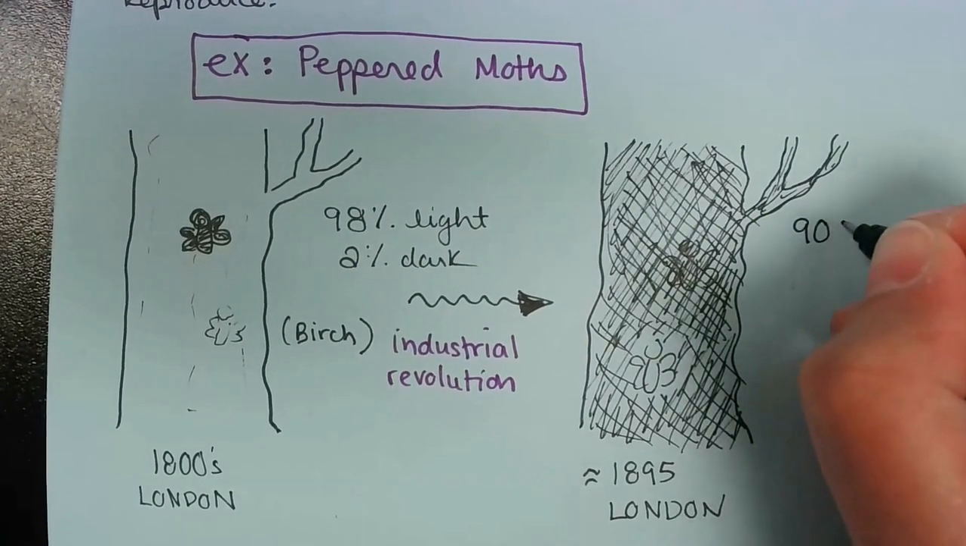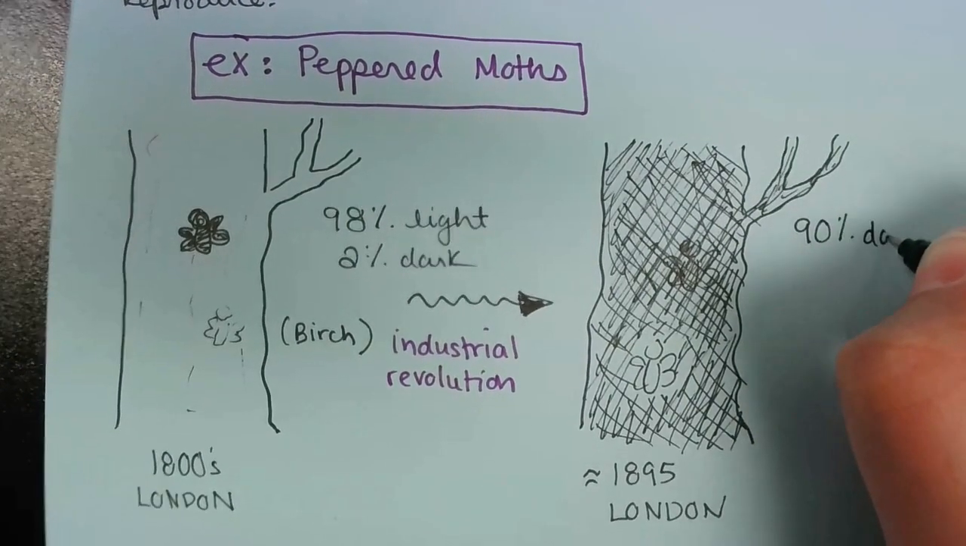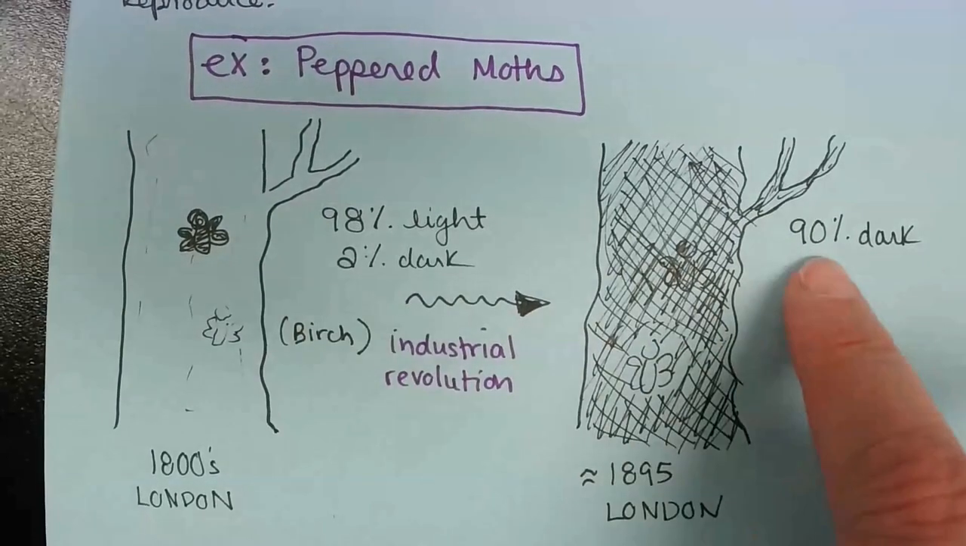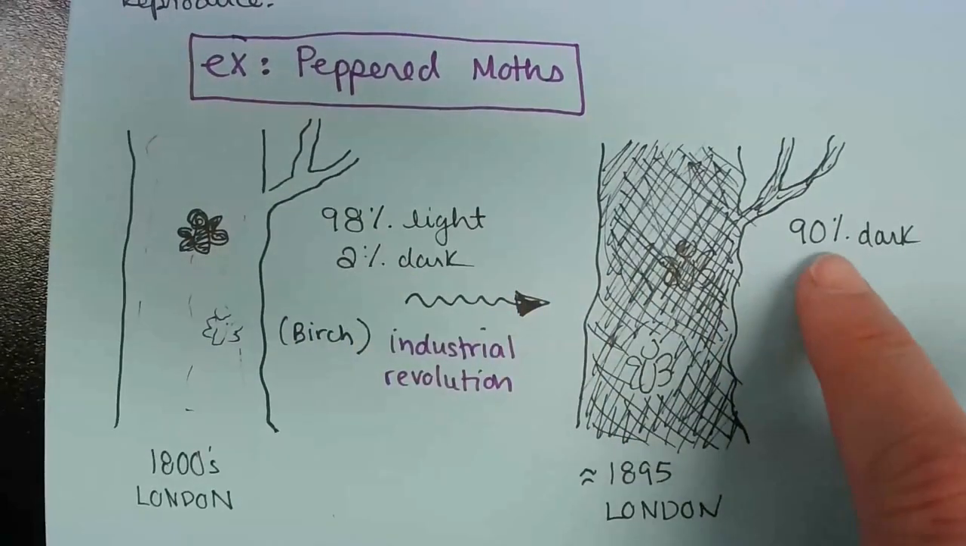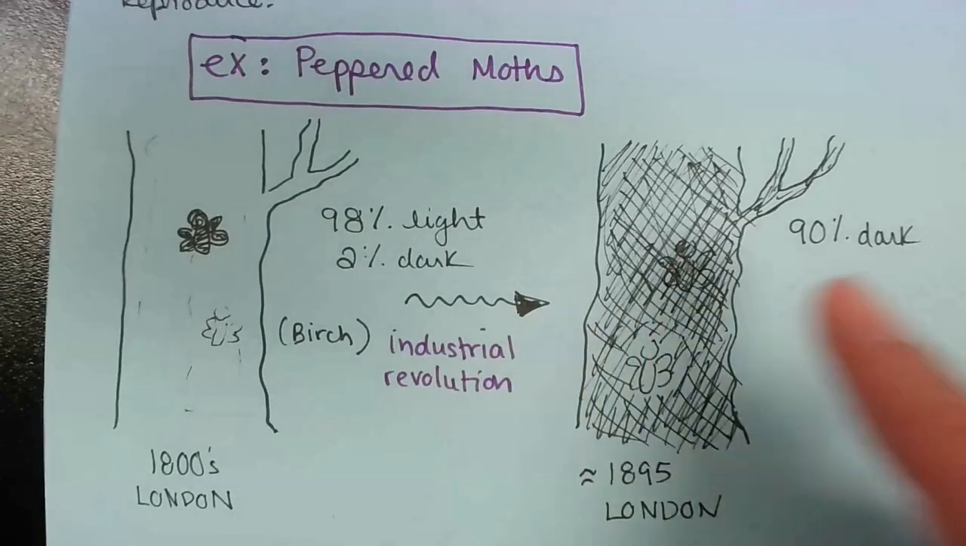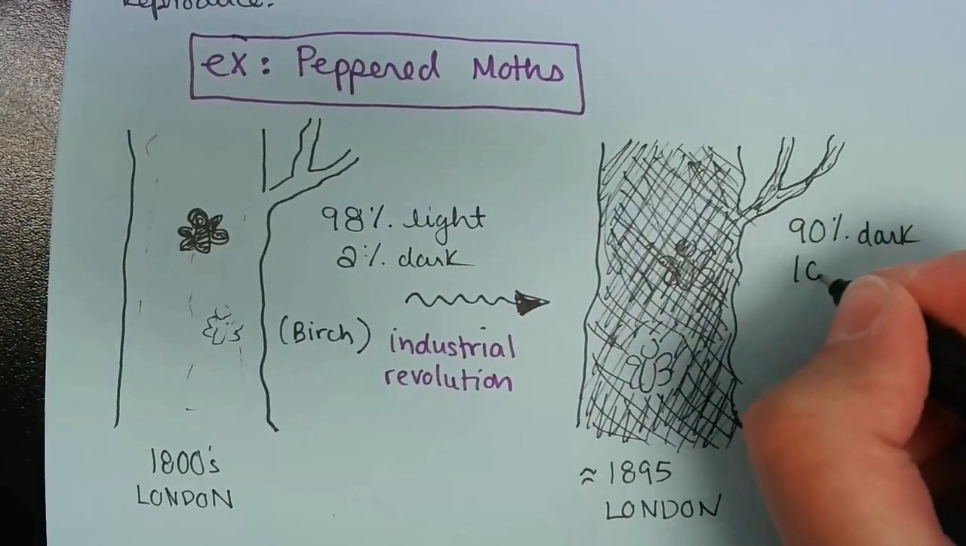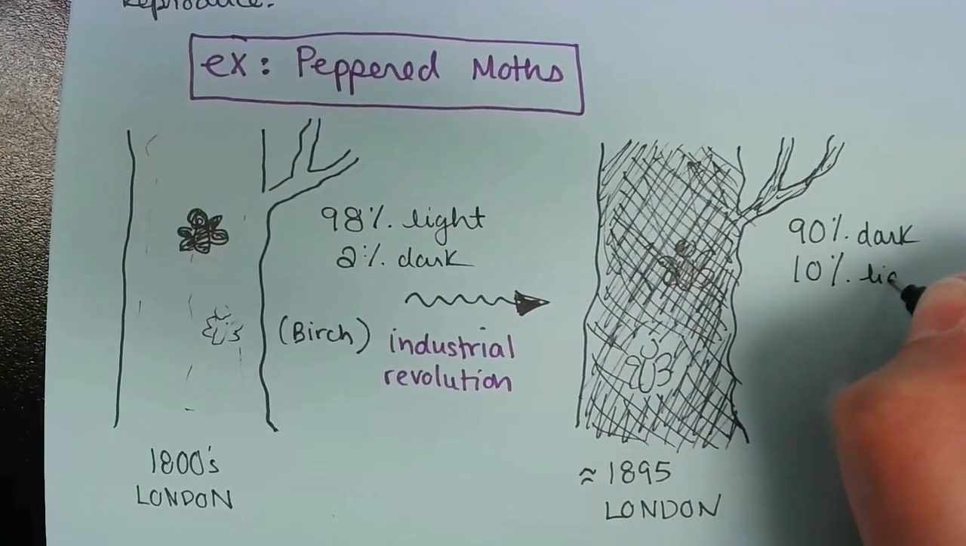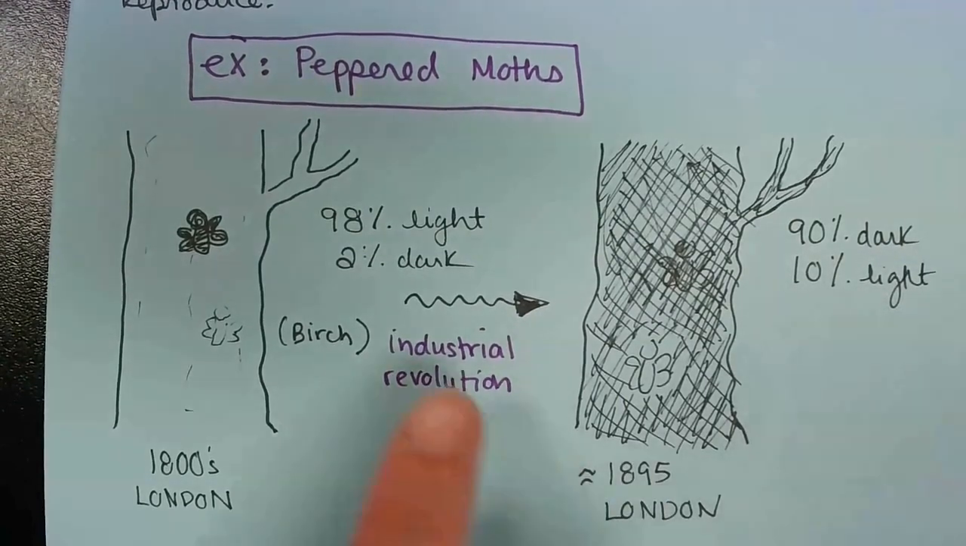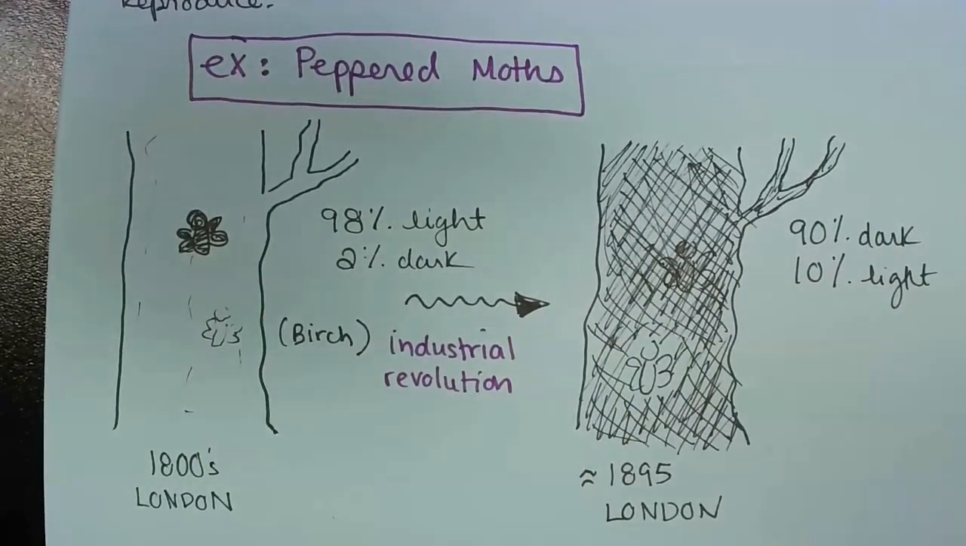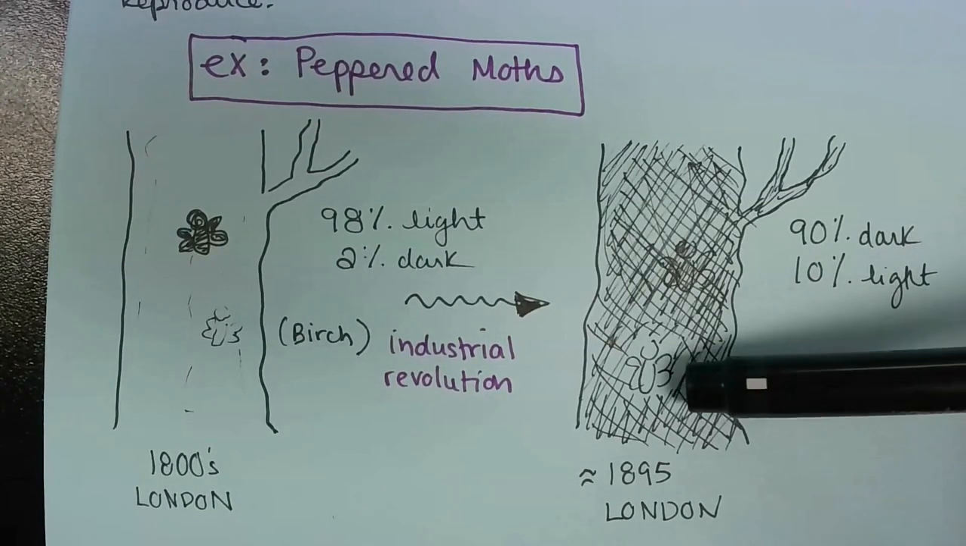Now the population is about 90% of the darker ones, right? We went from 2% to 90%. That's a huge increase in population, lots of reproduction of these guys. And only 10% are the light colored moths. That's a drop, 98 to 10. It's a pretty severe drop in population size, all because the birds were able to see the light colored moths now.